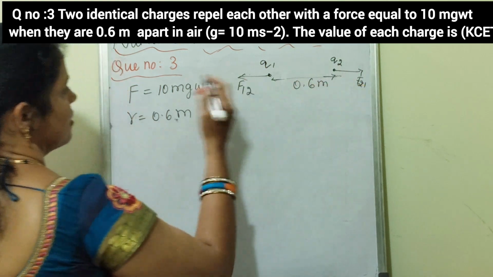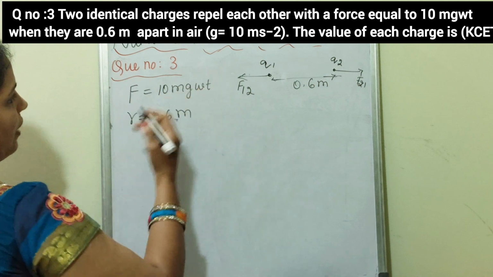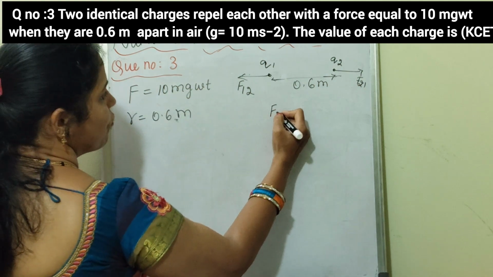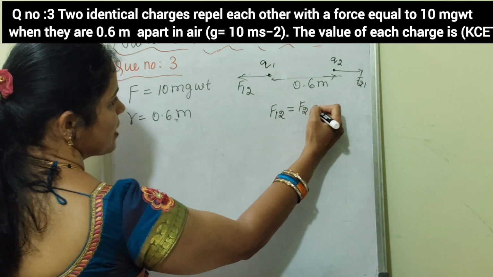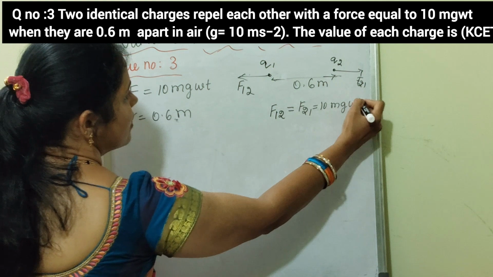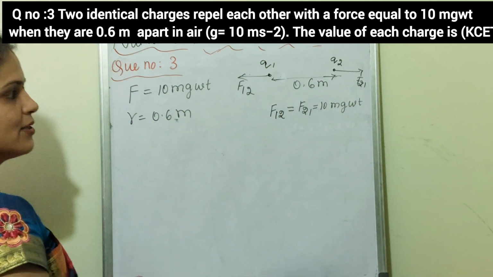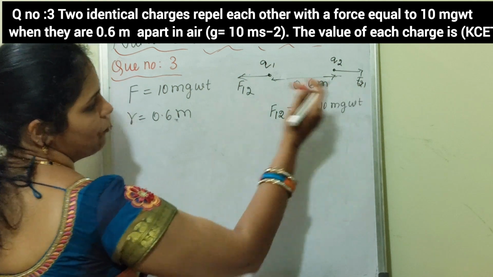Force of repulsion. How much? The force of repulsion is 10 milligram weight. First, let us write the force on the first due to the second, or the force on the second due to the first, is 10 milligram weight. Till now you wrote force in Newton, right? But here it is given in terms of milligram weight.